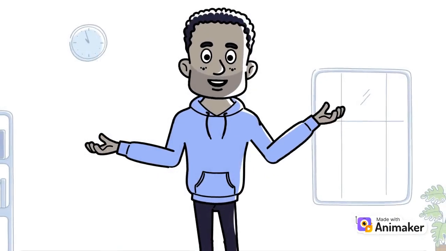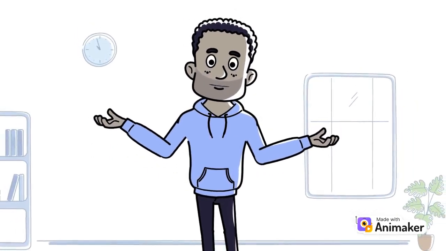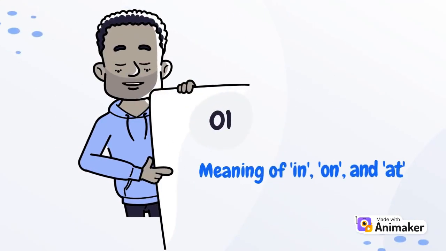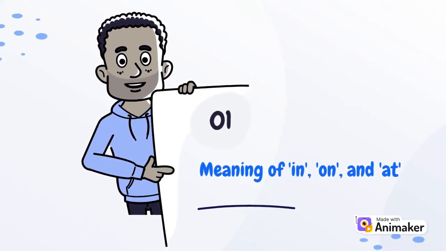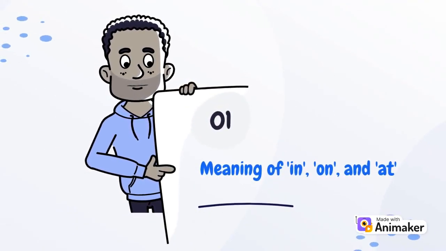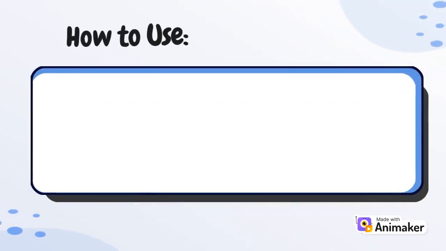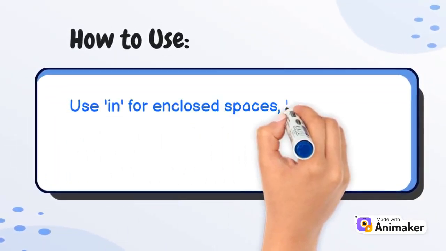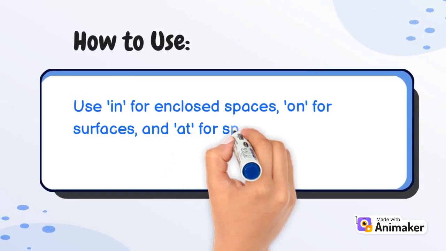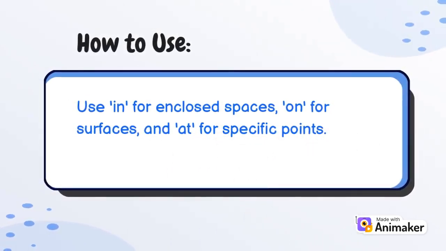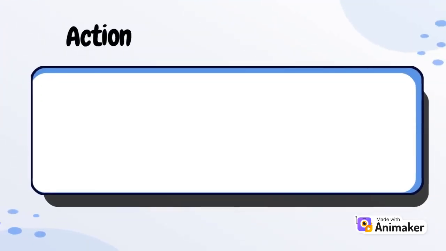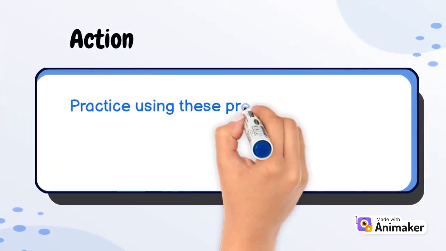Here are the meanings and uses of key prepositions. In equals inside, on equals on top, at equals exact place. How to use: use in for enclosed spaces, on for surfaces, and at for specific points. Action: practice using these prepositions in sentences.